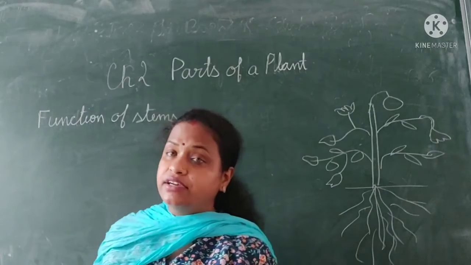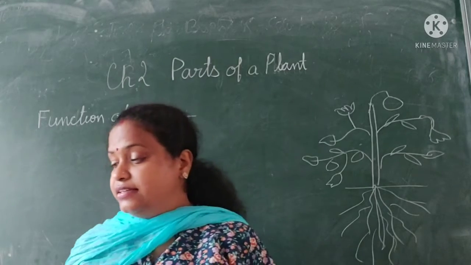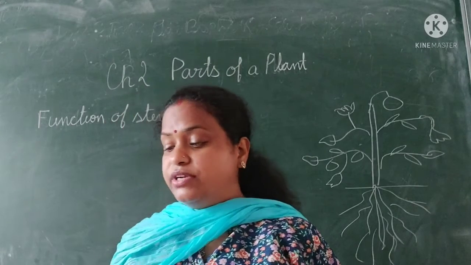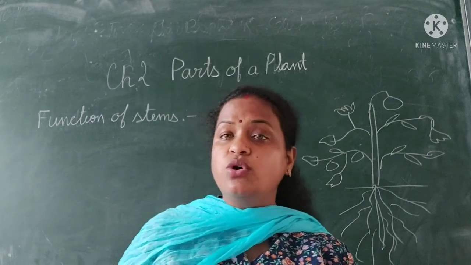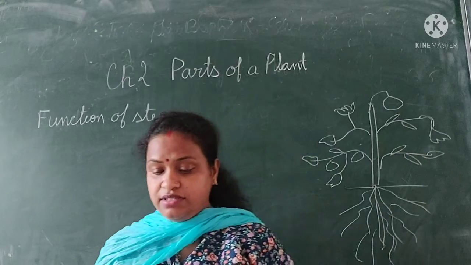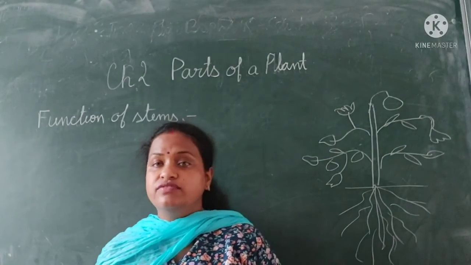They are grown underground, so that is said to be an underground stem. And some parts like potato, sugar cane, ginger, they are thick stems. So they store more food in their stems. Okay, so this is about the functions of the stems.